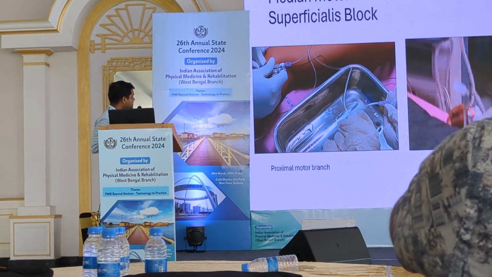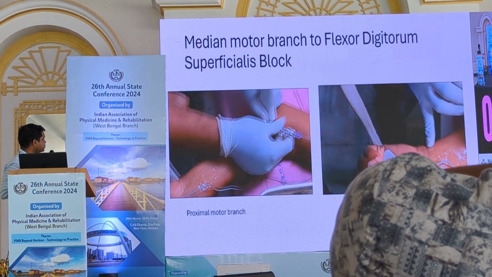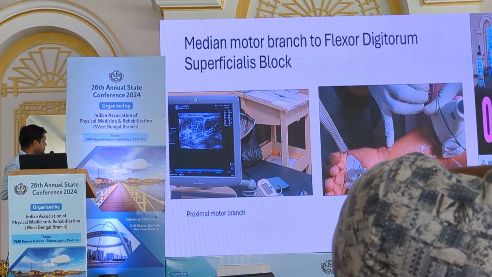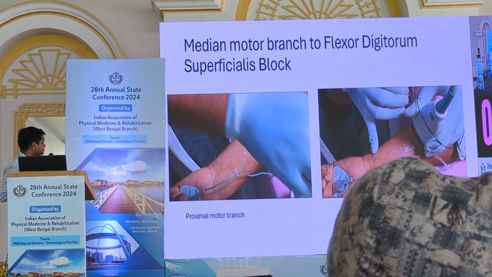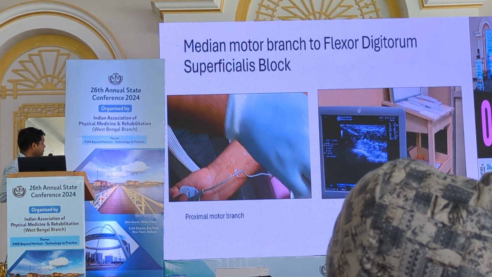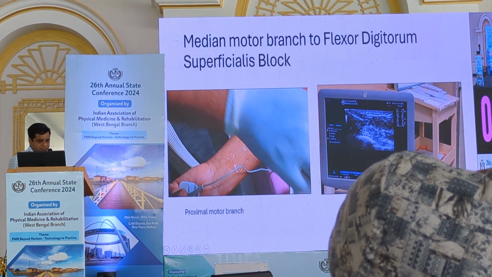Then we inject the local anesthetic. After injection of the local anesthetic, the movement will stop. Here also, in some, the movement will stop at some points. So the movement has stopped. So we have effectively blocked both these branches.